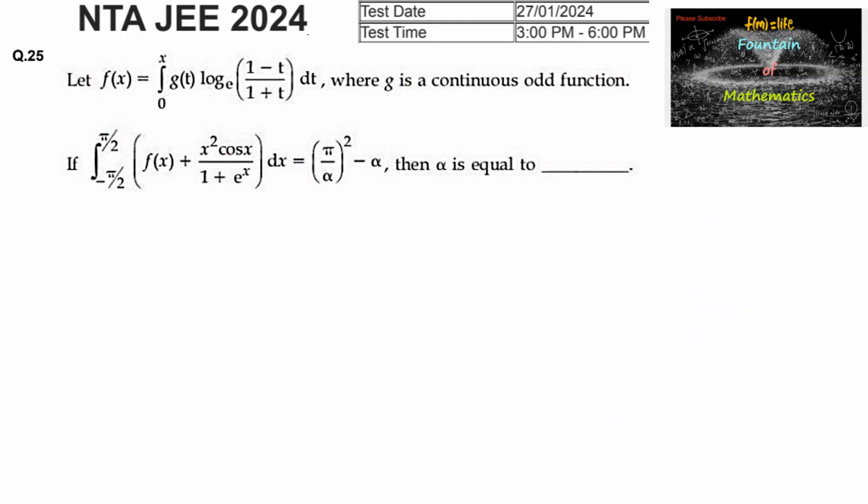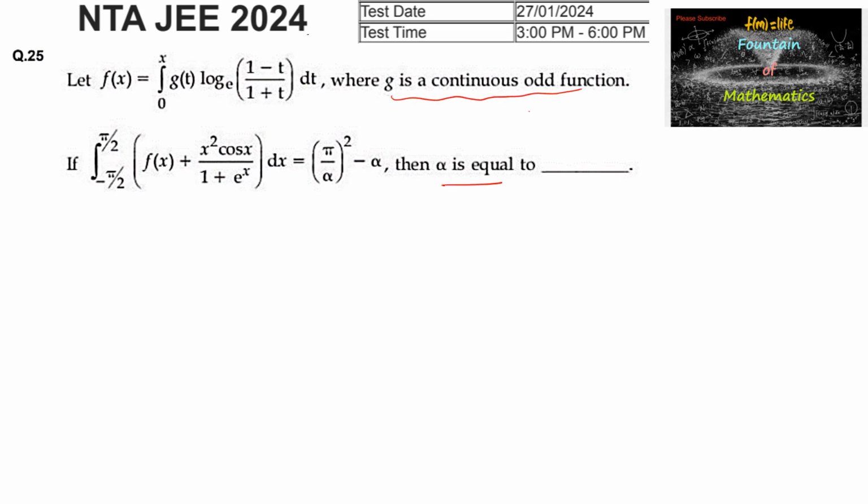Let f of x be equal to integral 0 to x g of t into log to the base e of 1 minus t upon 1 plus t dt, where g is a continuous odd function, and if integral from minus pi by 2 to plus pi by 2 of f of x plus x square cos x upon 1 plus e power x dx is pi upon alpha whole square minus alpha, what is the value of alpha?